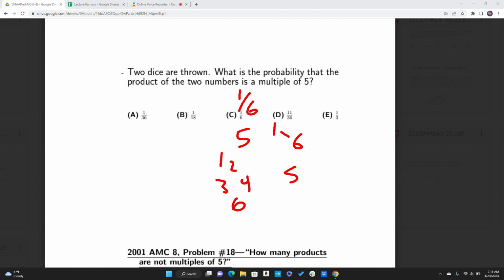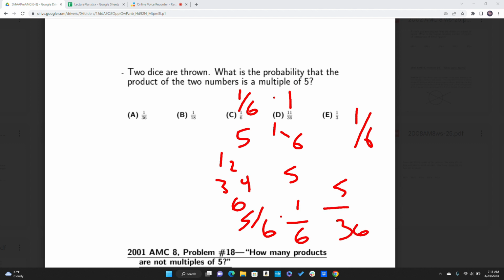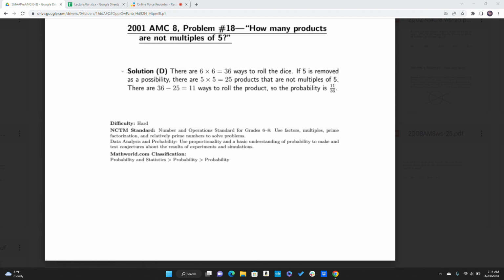So there's a 1 in 6 chance of the first dice being 5, and then a 1 in 1 chance of the other dice having any number, right? Because it doesn't matter what the second dice is, so that's a 1 in 6. And in the other case, there's a 5 in 6 that the first dice isn't a 5, times a 1 in 6 that it is a 5 for the second dice, which is 5/36. 5/36 plus 1 over 6, that's 11/36.